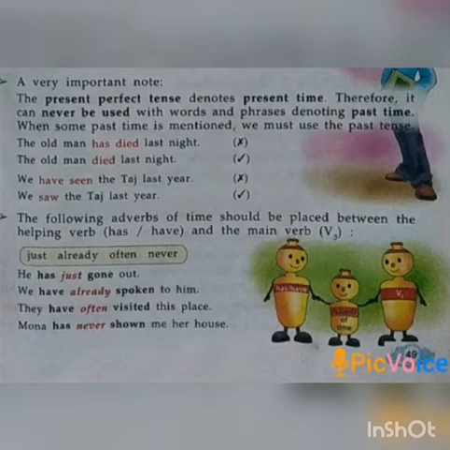The following adverbs of time should be placed between the helping verb and the main verb. அதாவது just, already, often, never, yet, so far, since, recently. இந்த adverbs எல்லாம் வரப்போ என்னன்னா placed between the helping verb and the main verb. ரெண்டு வெர்புக்கு இடையில தான் அது வந்து வரும்னு சொல்கிறாங்க.